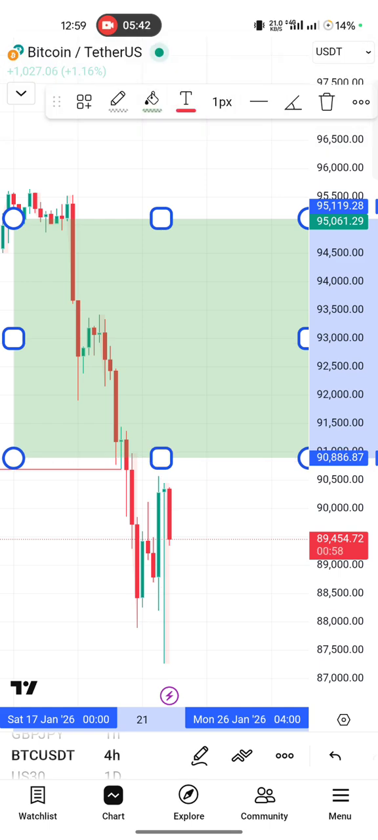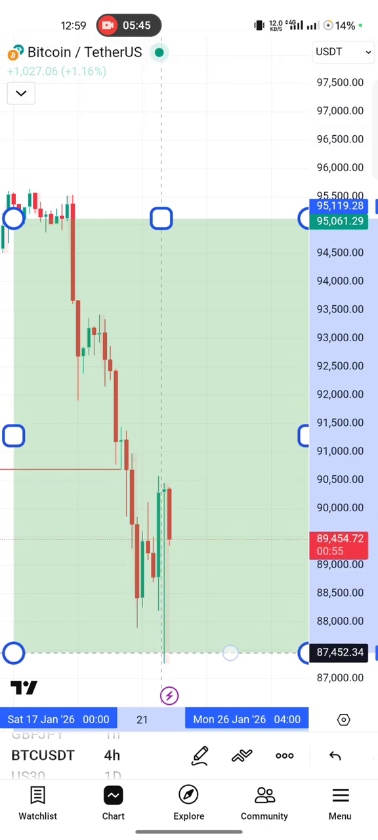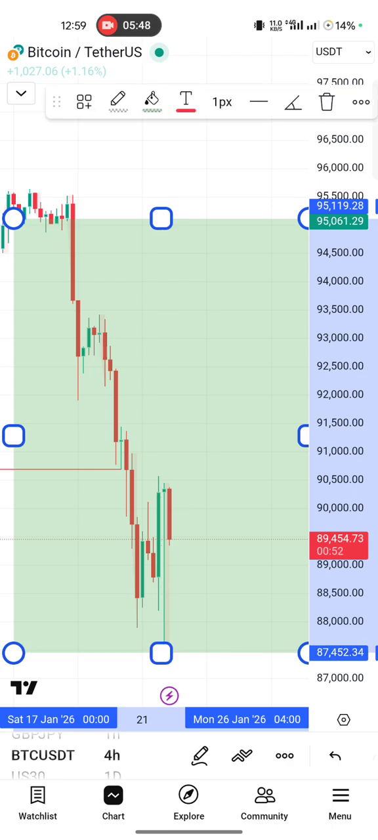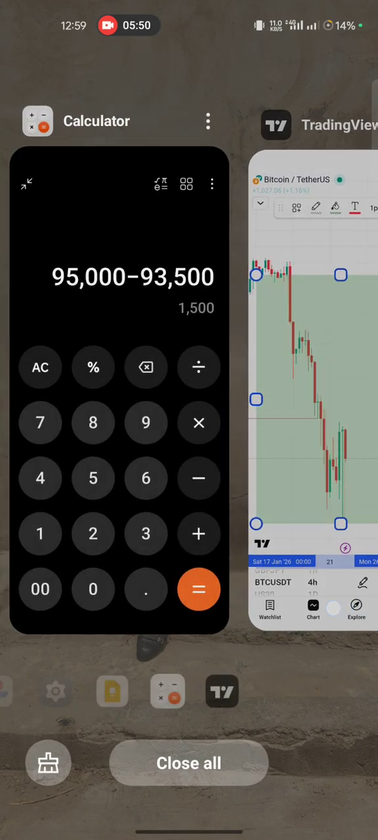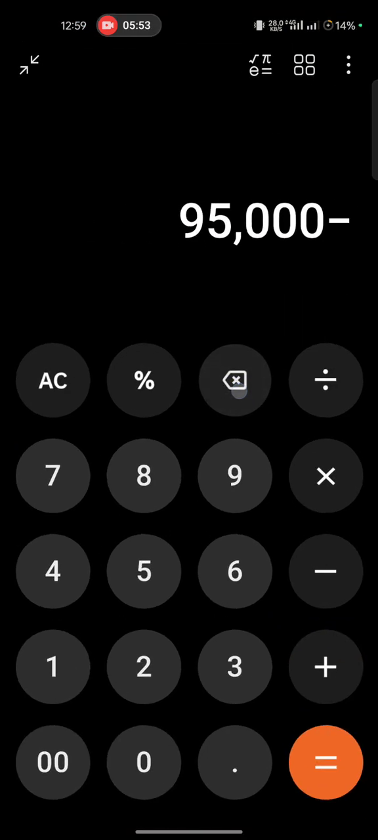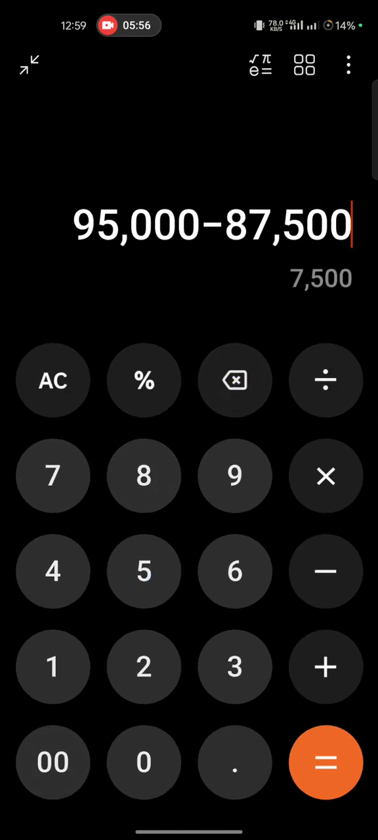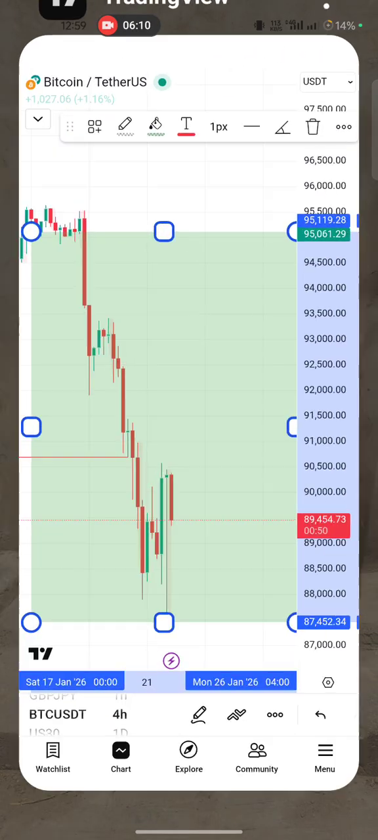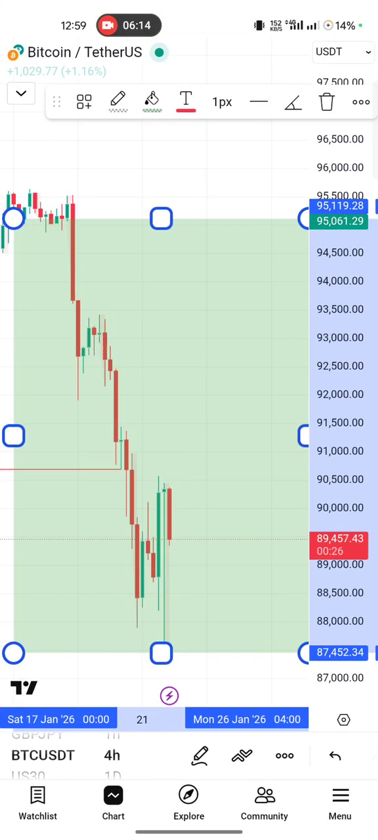So let's now assume the market drops. This is the current market. The market drops from 95,000 to 87,500, which means the market dropped $7,500. So if we remove a zero at the back of that 7,500, it will remain 750 pips, which means the market that dropped from 95,000 to 87,500 gave us 750 pips. So that is for a sell.